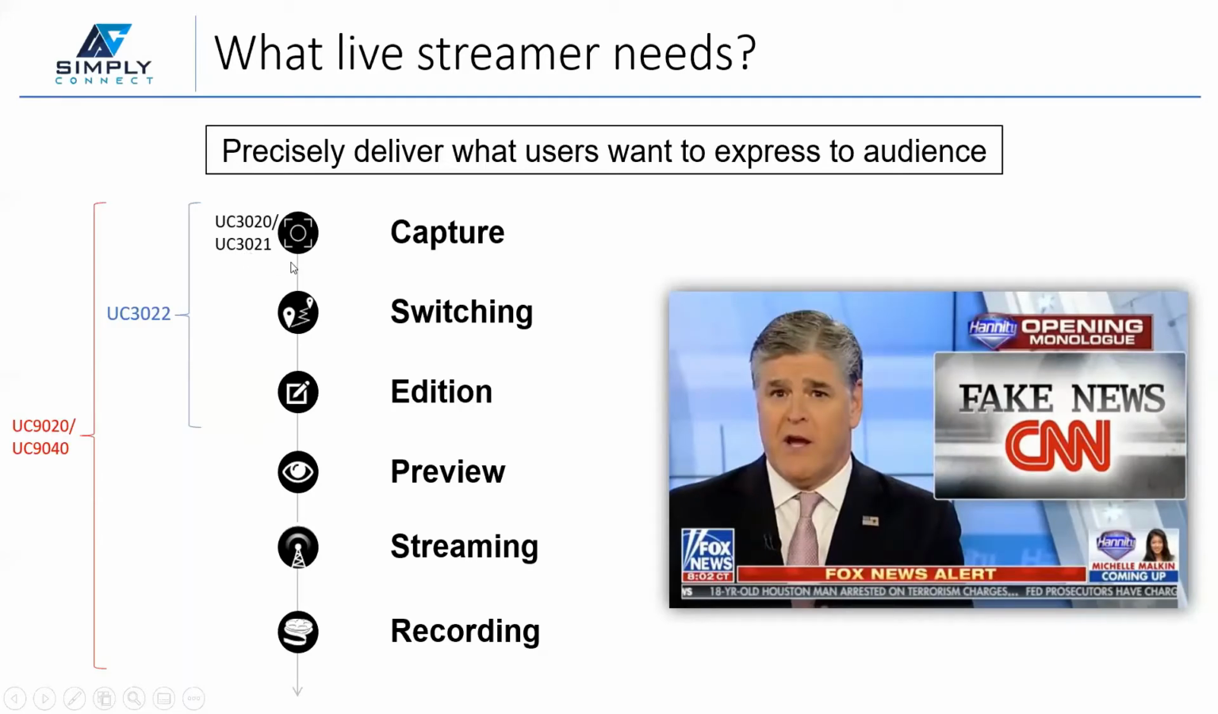If you want to do multiple HDMI switching or some editing, you can use a UC3022. And then if you need all these features, where you need a preview, you need to do streaming, and you need to do recording as well, then you can use a UC9020 or UC9040.